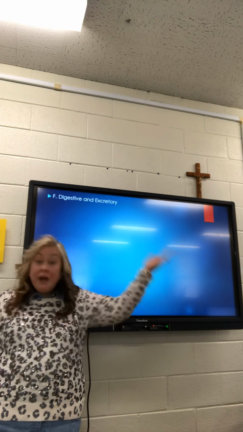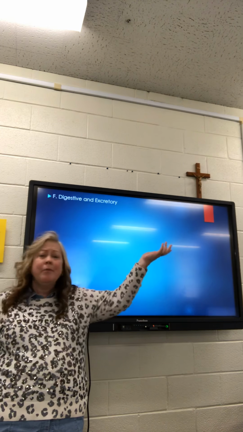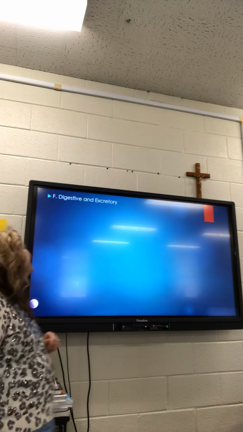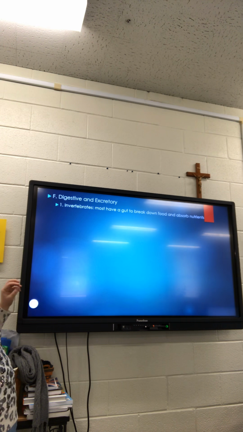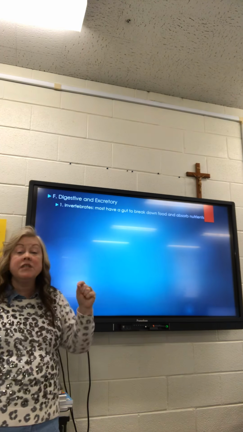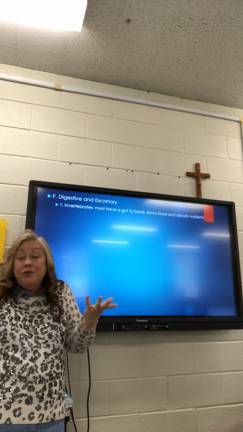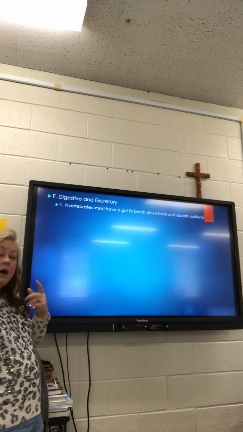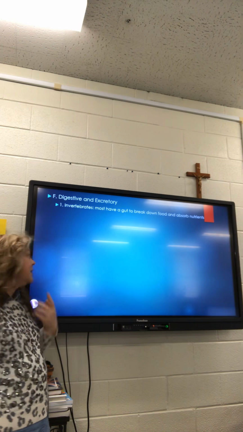Digestive and excretory. Why do you need a digestive tract? Because you need to break down nutrients. Because remember, you are a heterotroph. In a digestive system, invertebrates have to have what's called a gut. A gut is a structure that breaks down food into usable molecules. Oh, a gut.